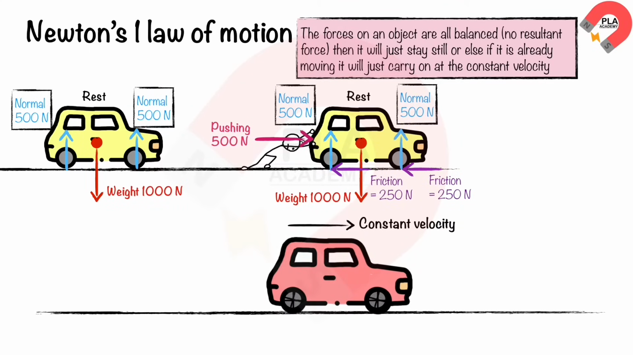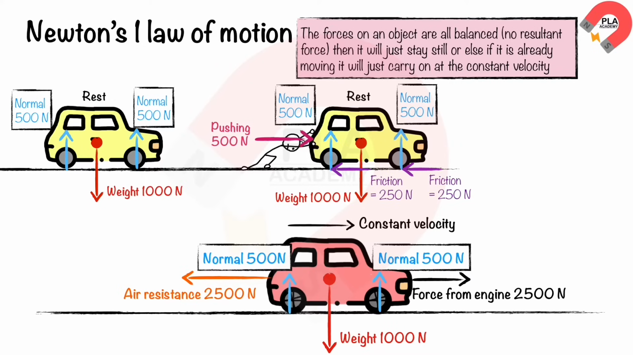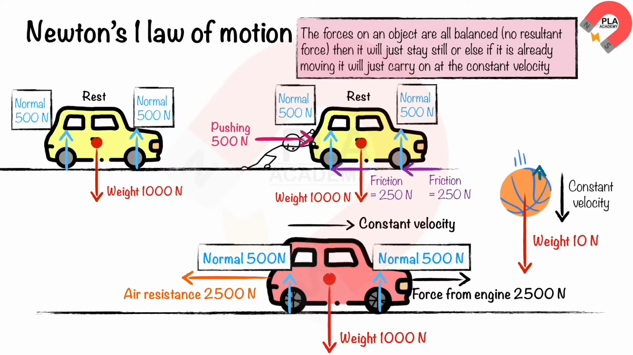So, the car's weight acts downward to equal the total normal forces acting upward. The force from the engine, 2,500 newtons, acting forward is balanced with the air resistance, 2,500 newtons, acting backward. When a ball is falling down with constant velocity, then the forces on it must be balanced. The downward weight, 10 newtons, is balanced with the total upward upthrust, 1 newton, and air resistance, 9 newtons.